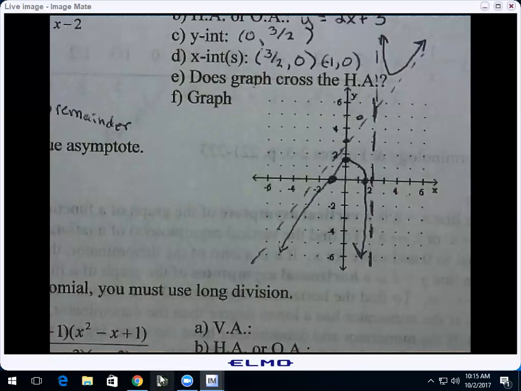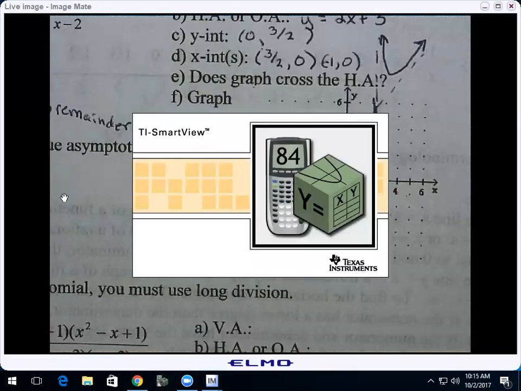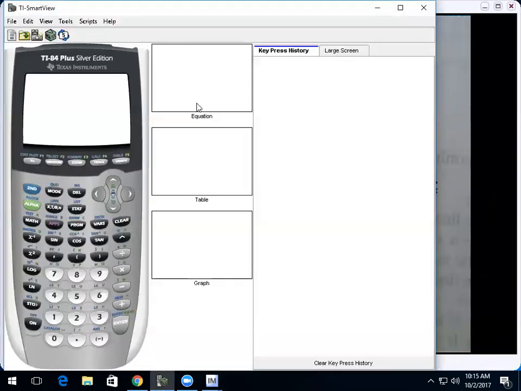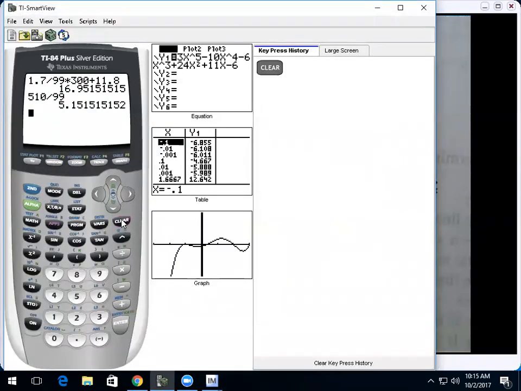And I want to show you on the TI-83 why we're even talking about this. If I'm going to have this calculator in calculus, why do I have to be able to figure this out by hand?